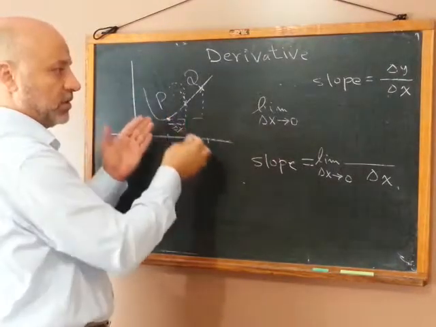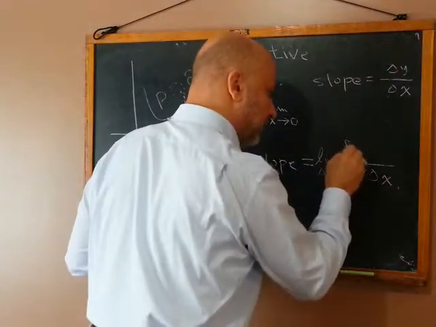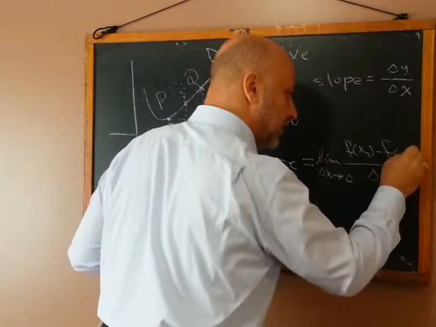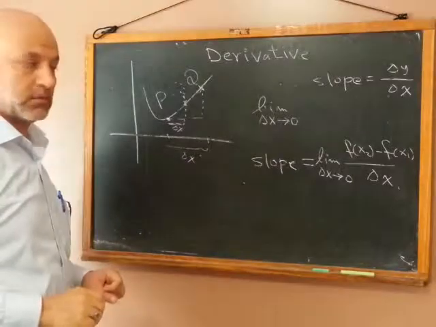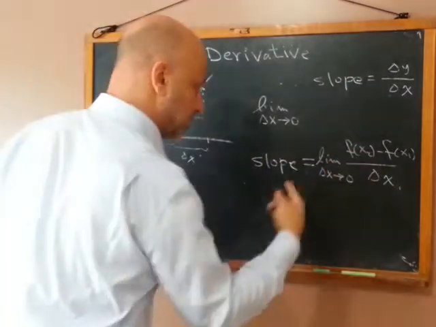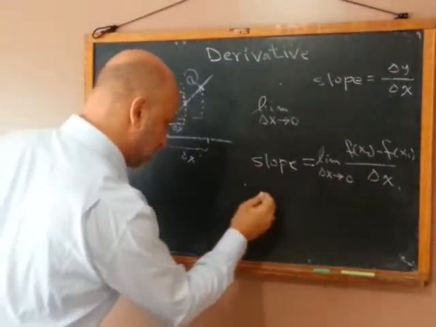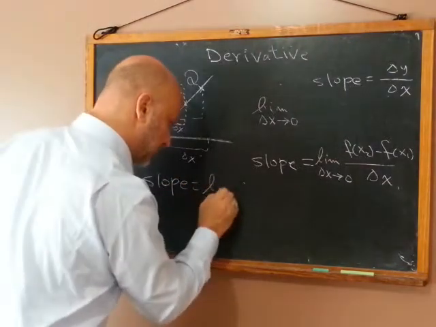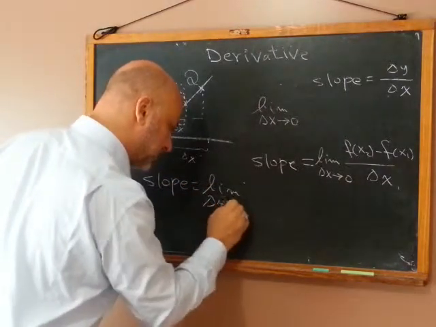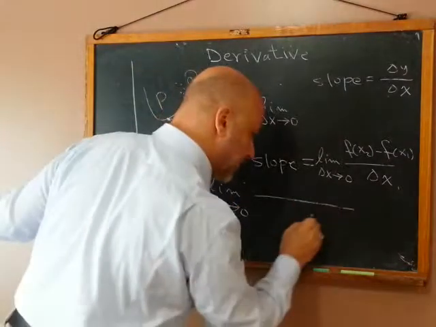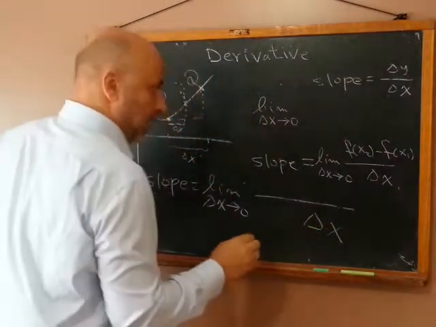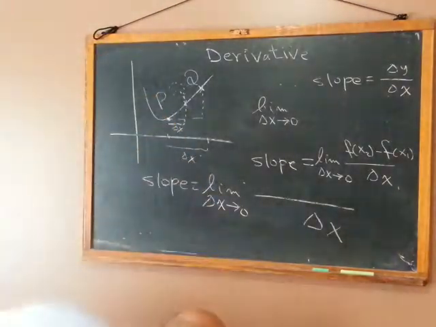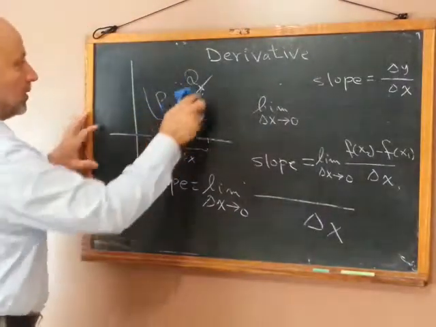If this is a function, then we call it f of x2 minus f of x1, right? But this can be written in terms of delta x, so the slope equals the limit as delta x goes to 0. Here I'm going to erase this. Where is my eraser?